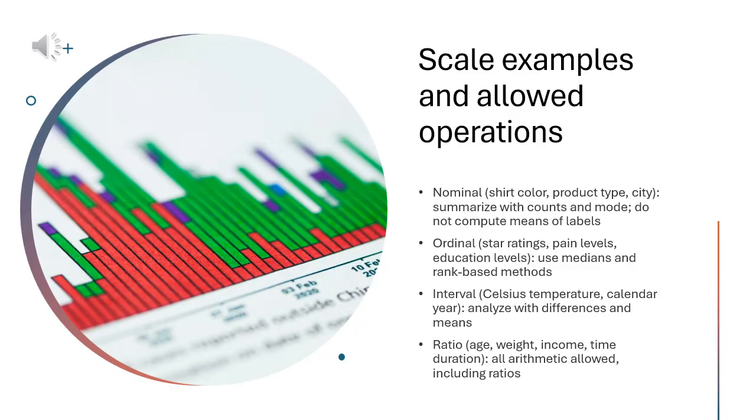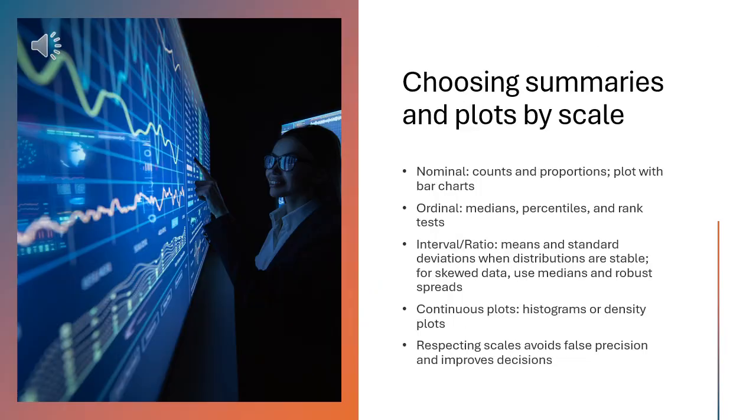Interval, temperature in Celsius, calendar year. Operate by differences and means. Ratio, age, weight, income, time duration. Operate by all arithmetic, including ratios. Do not compute means of nominal labels. It is meaningless. Scale choice guides summaries and tests.